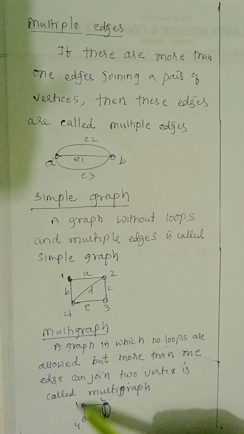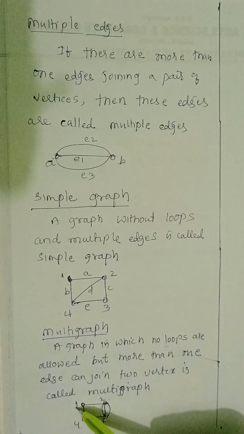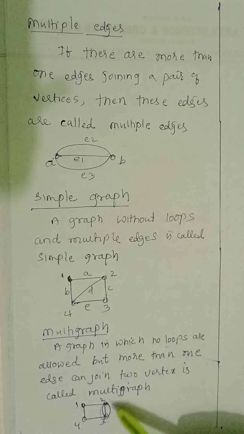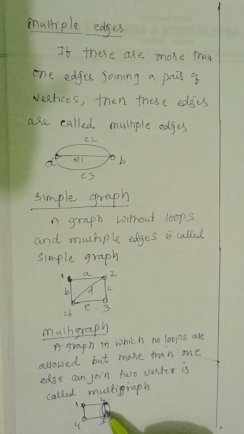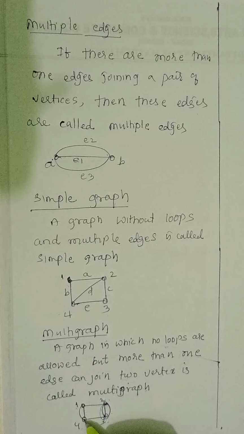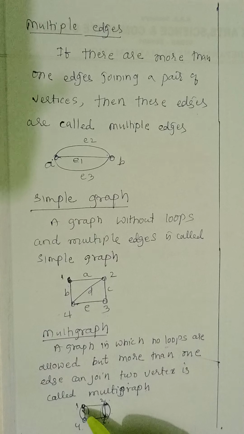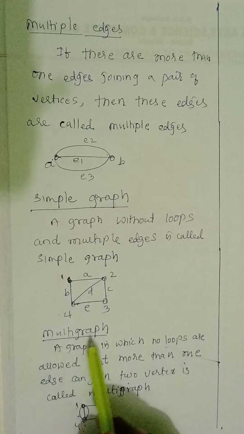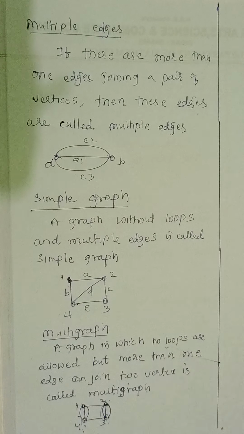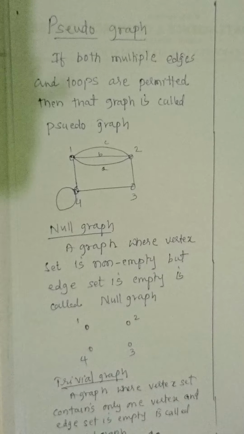A graph with no loops, there should not be any loop, but it allows more than one edge. So from vertex 2 to 3, it allows more than one edge. And I can draw here also from vertex 1 to 4, there are multiple edges. There are 3 edges from vertex 1 to 4. No loops but multiple edges are allowed. So such a graph is called a multigraph.